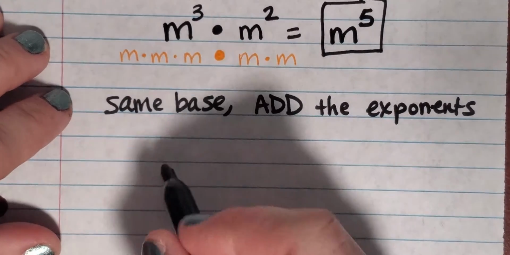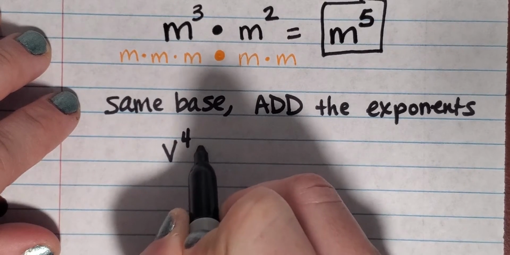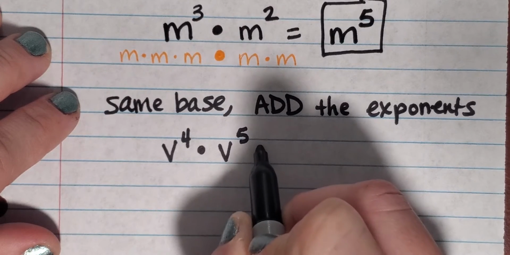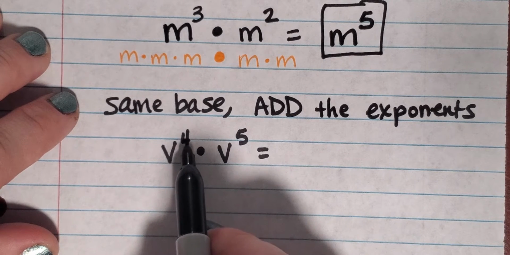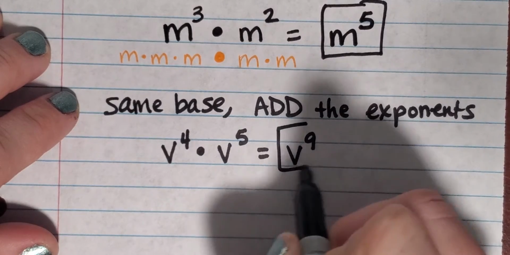So an example of this would be if I have v to the 4th times v to the 5th, I can simplify that down knowing that I have my exponents of 4 plus 5, so that would be v to the 9th.